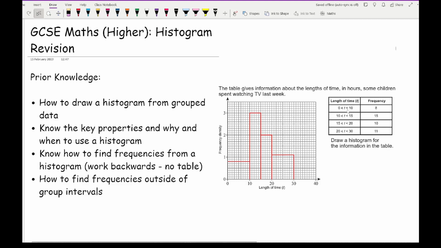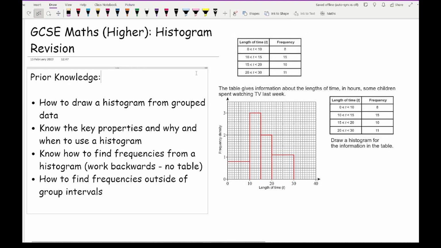So for example, if I just take this table out here, we get a set of data. What we need to do is add two extra columns. One is going to be the class width and the other one is frequency density. To work out the class width, it's always the upper bound take away the lower bound. So the first one's going to be 10, the next one's going to be 5, 5 and 10.